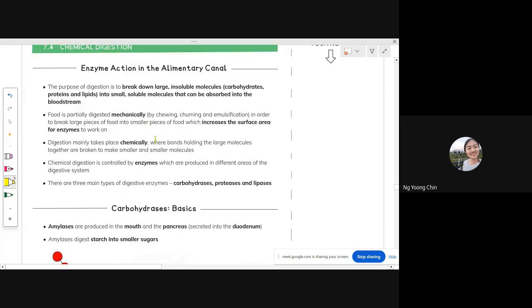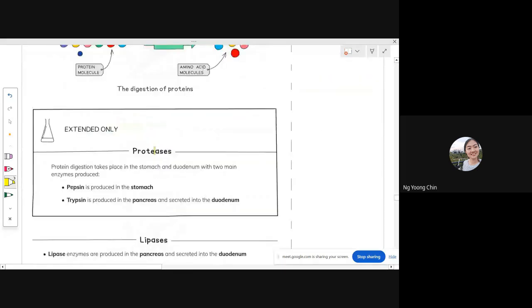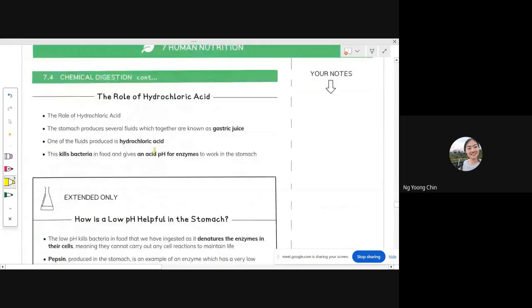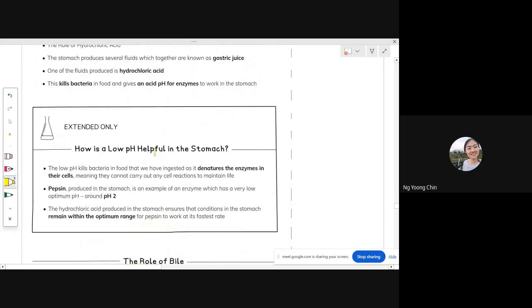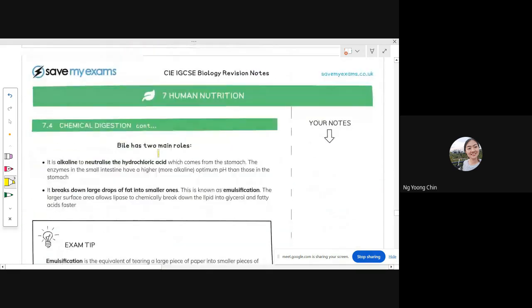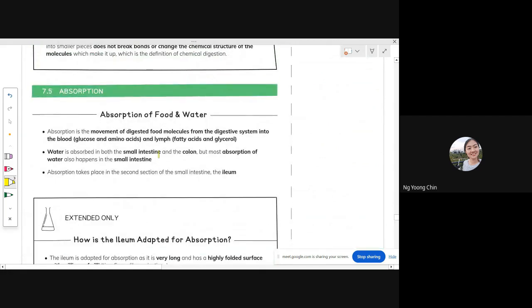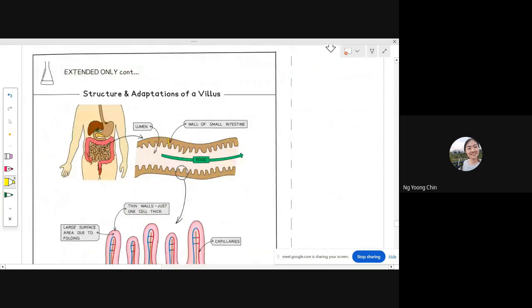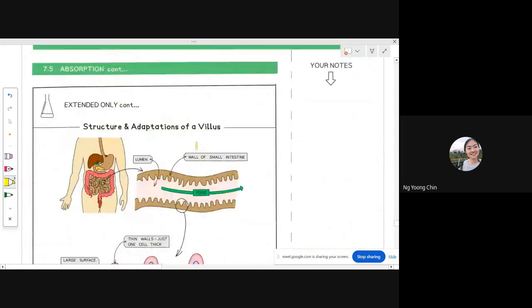Okay, so this is the enzyme action that you learned before, right? Last week. Okay, so I will go through it. Hydrochloric acid. And remember that for the stomach, it's not the optimum temperature, it's the optimum pH, which is about pH 2. And then the bile. Okay, now we talk about the absorption of food and water. We continue with this part, absorption of food and water.